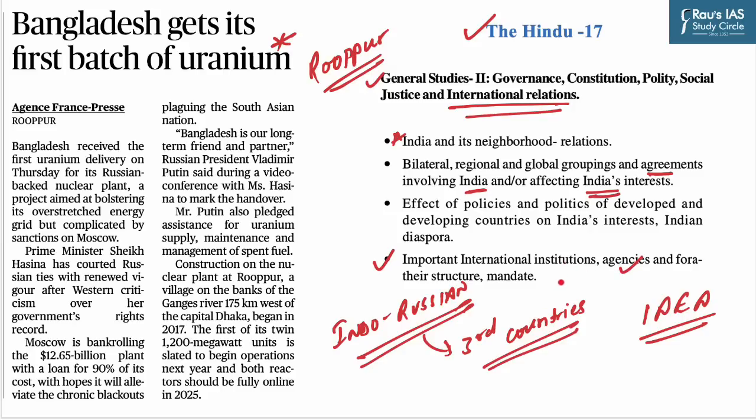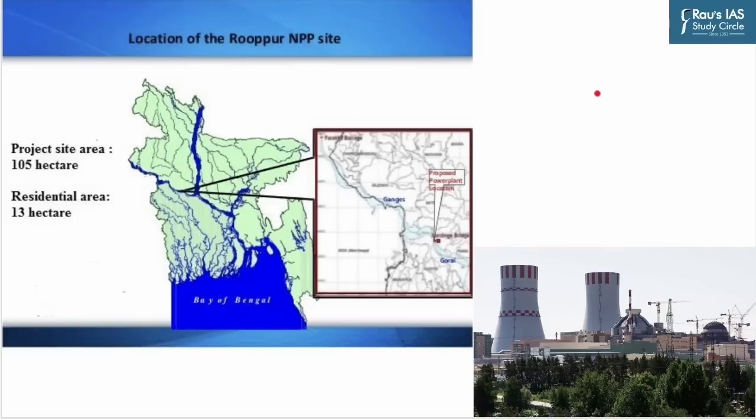So let's begin our discussion. So let us quickly look into the project itself. Now this project, that is Rooppur nuclear power plant, is being built on the eastern bank of the river Ganga, which is around 160 km from Dhaka. It is Bangladesh's first nuclear power plant.